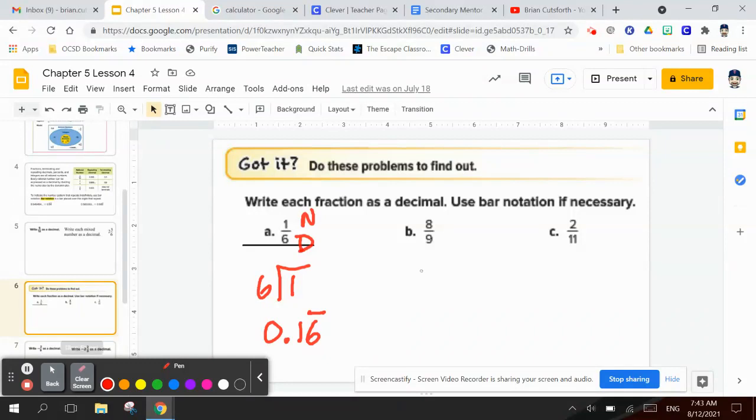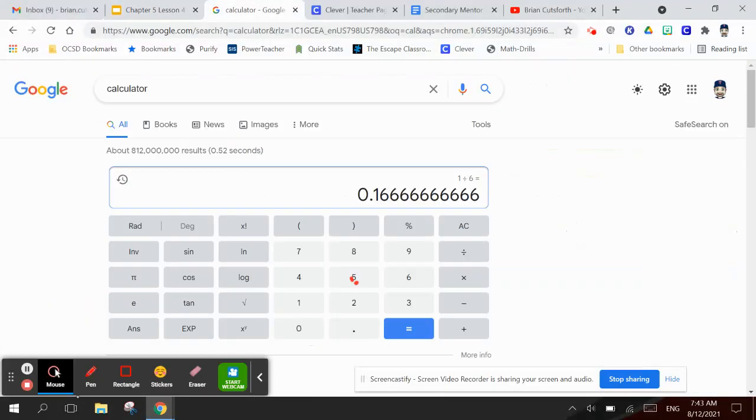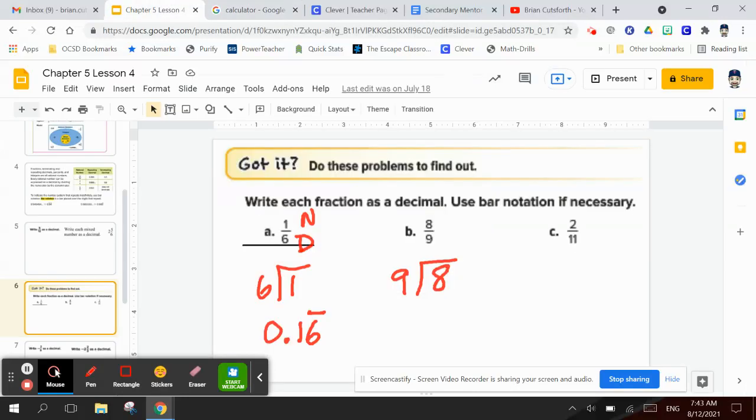How about 8/9? 8 is my numerator, so 8 divided by 9. So I go back to my calculator, and I go 8 divided by 9, and I get 0.888888888 repeating. So what number is repeating? The 8. So when I go back to my answer, I go 0.8 with a bar, or that hat.